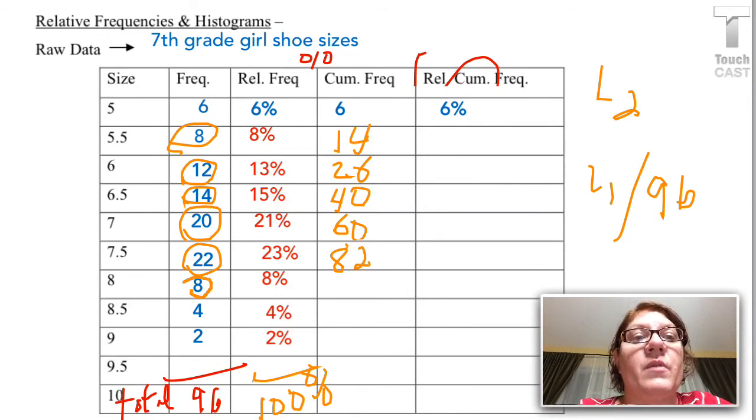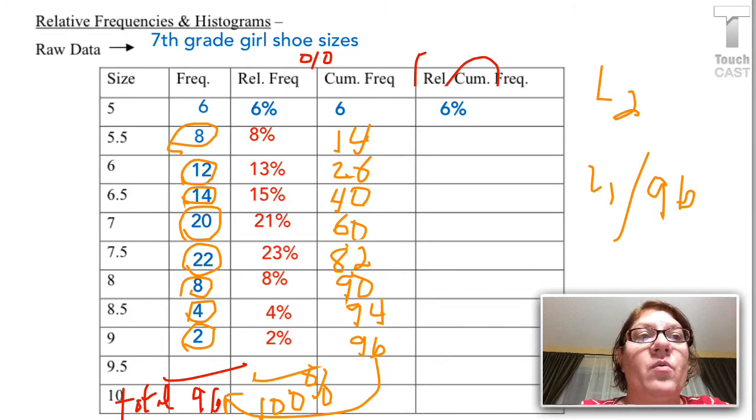I add the next group, now I have a total of 90. I add the next group, now I have a total of 94. And then I add the last group, I have a total of 96, which should match this total that I had over here to start with.